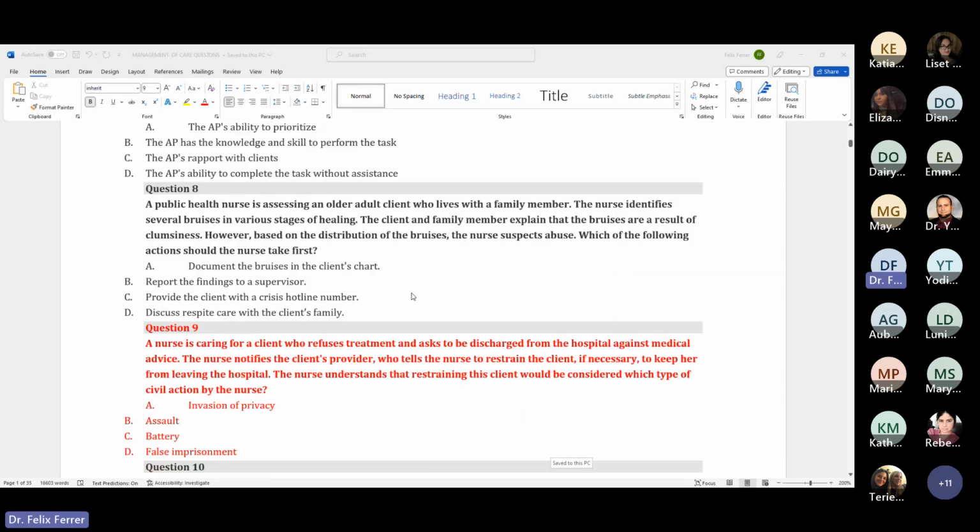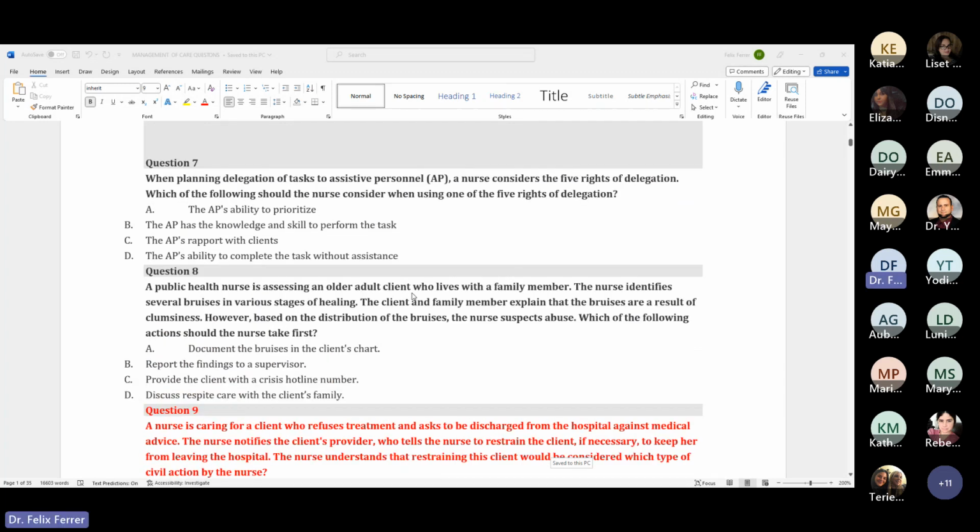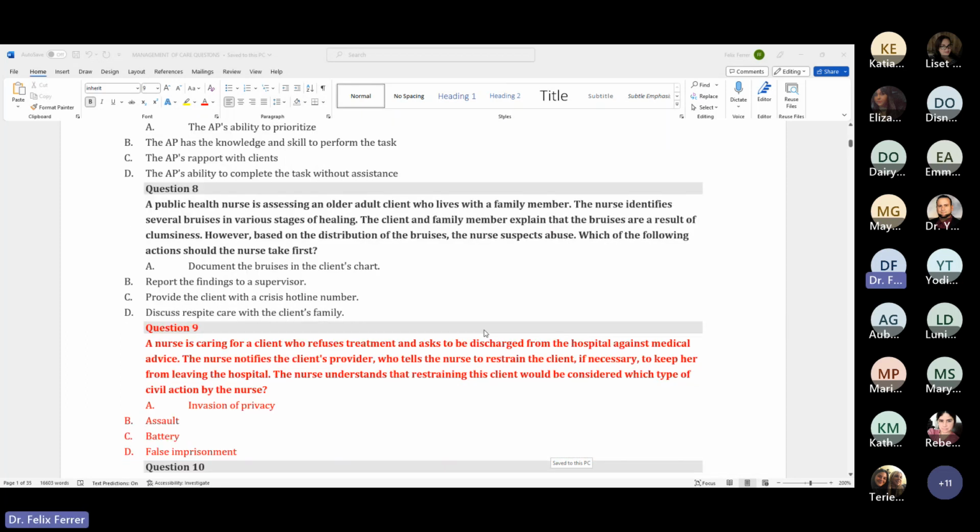Question 7. When planning delegation of tasks to assistive personnel, a nurse considers the 5 rights of delegation. Which of the following should the nurse consider when using one of the 5 rights of delegation? B. The AP has the knowledge and skill to perform the task. Really good.